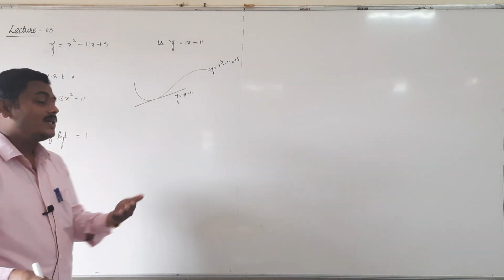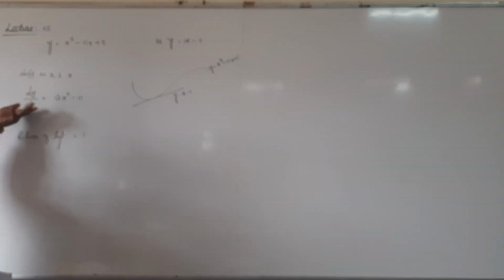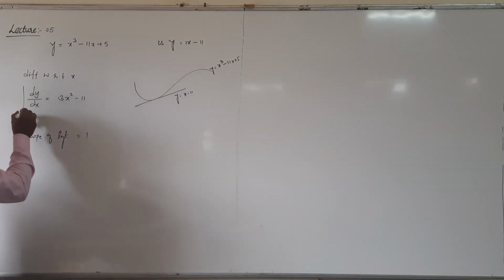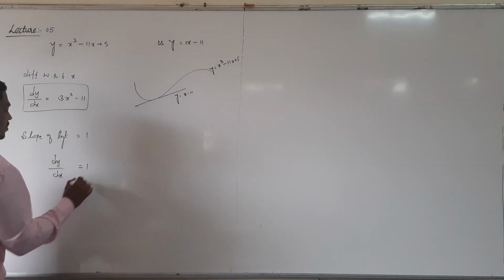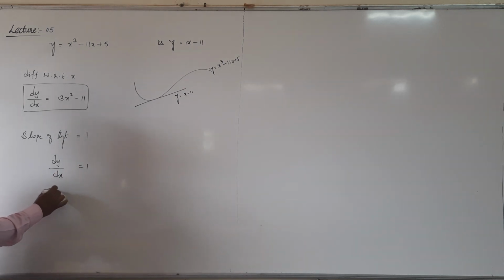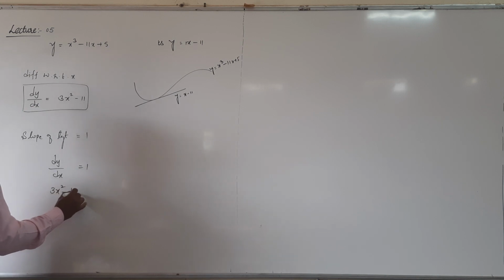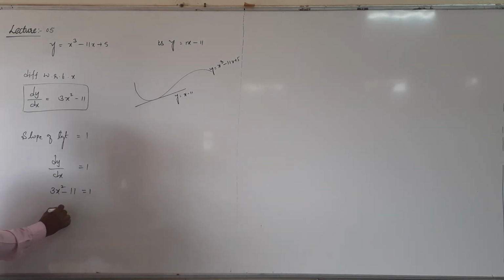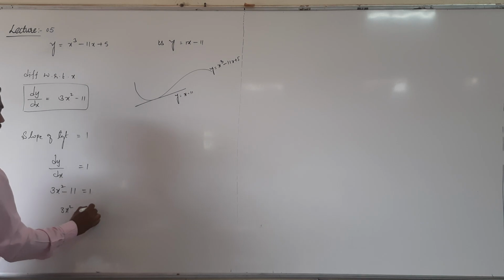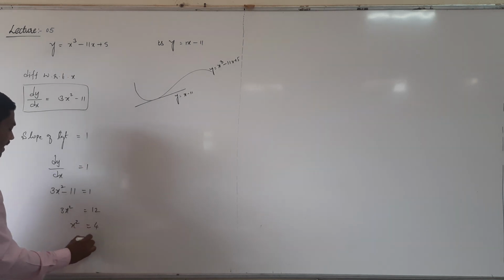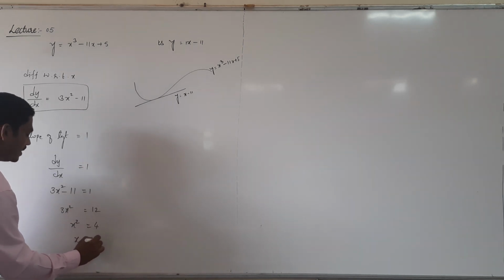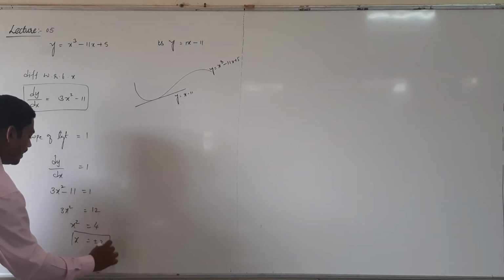According to the derivative, what is the slope of the tangent line? According to the derivative, the slope of the tangent line is dy by dx, right? Means dy by dx equal to 1. What is dy by dx here? 3x square minus 11 equal to 1. Then 3x square is equal to 12. Then x square is equal to 4 and x equal to plus or minus 2, right?